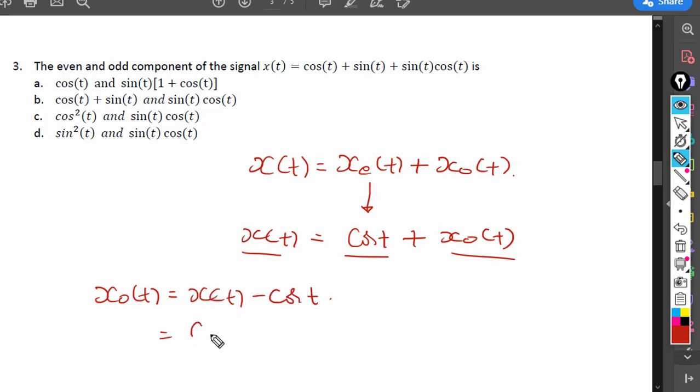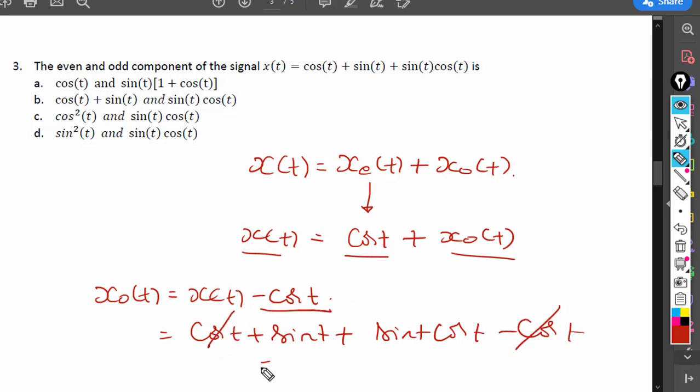Now what is x of t? X of t is cos t plus sin t plus sin t cos t, minus this, which is minus cos t. So cos t cancels out. This is equal to sin t, take common, 1 plus cos t. So sin t (1 plus cos t). Okay, so therefore the right option is option A.